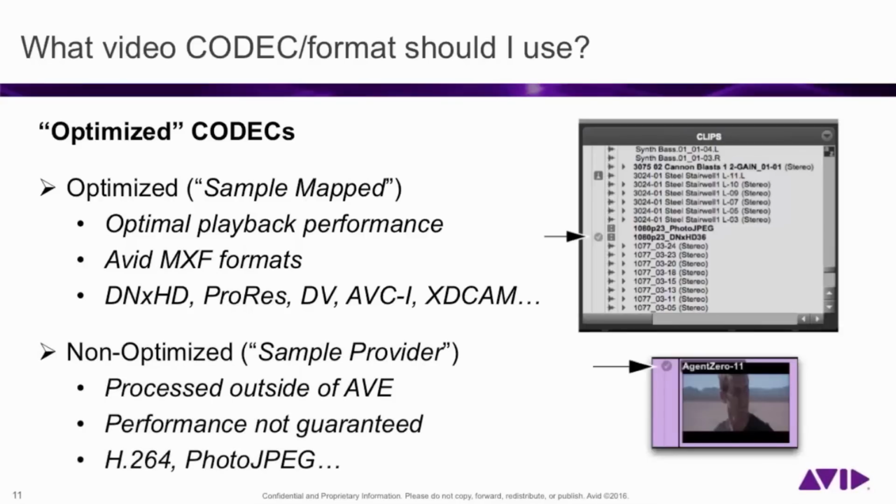That contrasts with non-optimized codecs, which are actually, interestingly, processed outside of AVE. So essentially, we are relying, once again, like we did prior to Pro Tools 11, on the QuickTime engine to do that decompression and to play that out. So for that reason, performance is not guaranteed, because we're losing control of that. We're handing it off to a different engine to process.